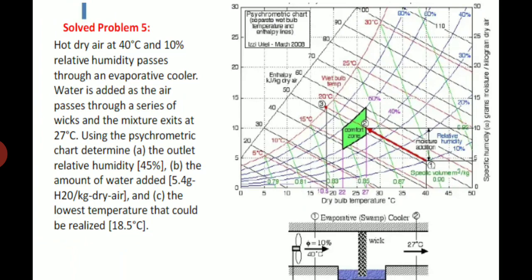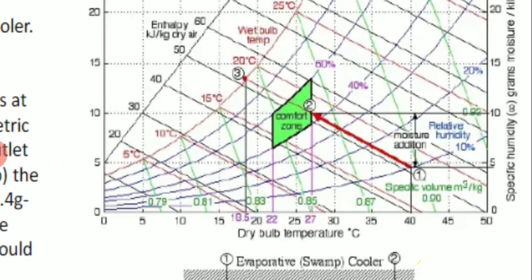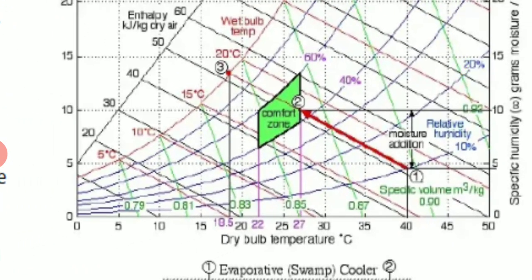The point C, the wet bulb, is the lowest temperature that can be realized. How much is the lowest temperature that can be obtained? After cooling, from 27 degrees Celsius, what is the lowest temperature that can be obtained? So from point 2, take a scale parallel to the wet bulb temperature.